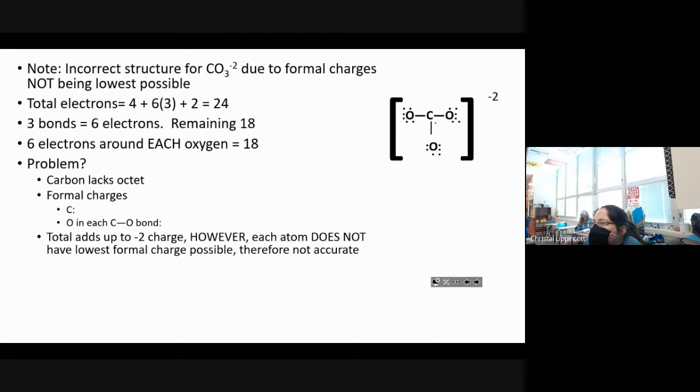What's a big problem with this one? Carbon doesn't have an octet, so there's a problem there. We need to figure out how we're going to draw this. So if we draw this with carbon here, here, and our oxygen down here.